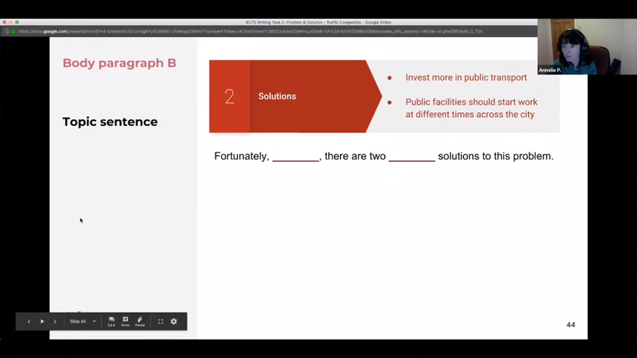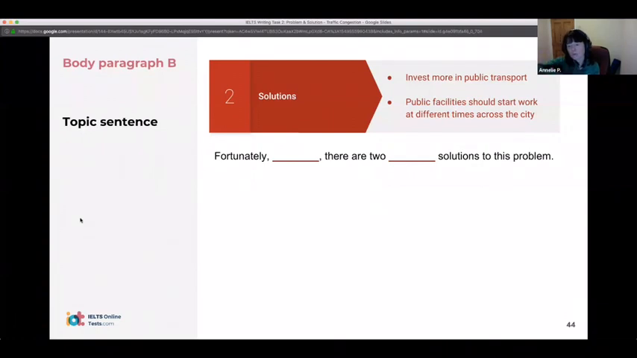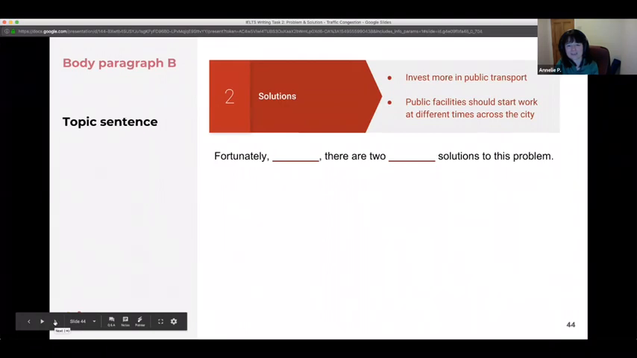So this is our topic sentence. So first missing word, what could we put? Fortunately, remember we're kind of moving from one area to another. It's not really an example. It's quite a tricky one, this. It's just a linking phrase. Oh, we're getting there.